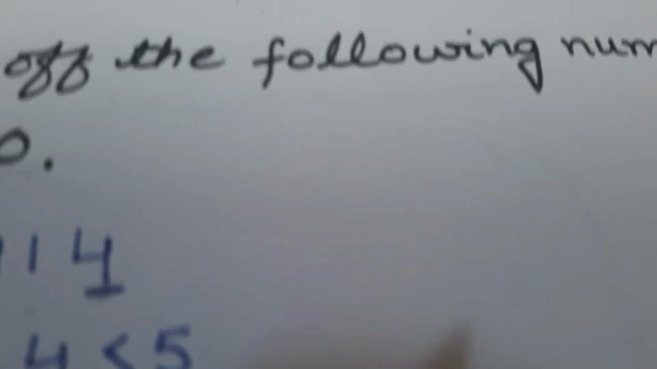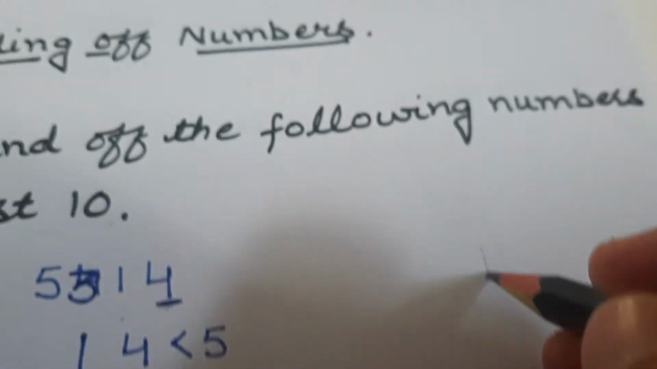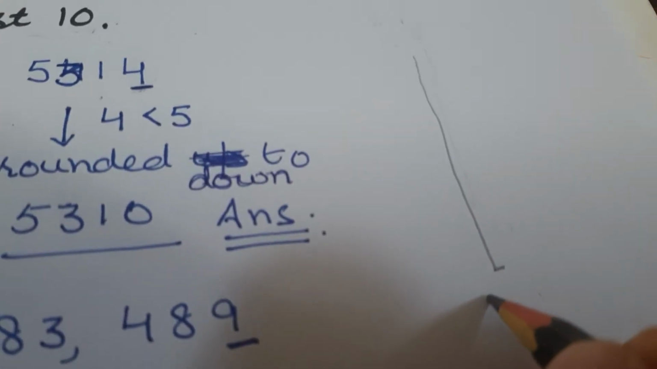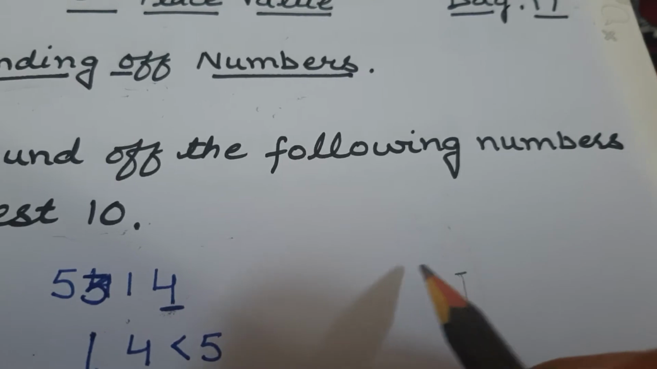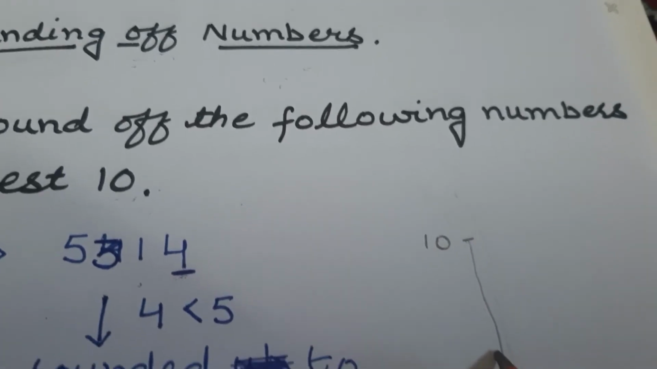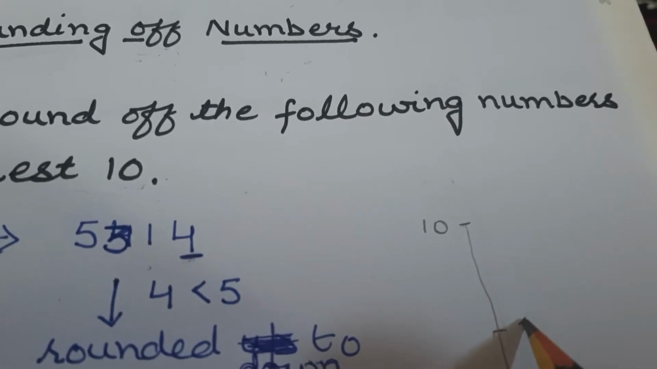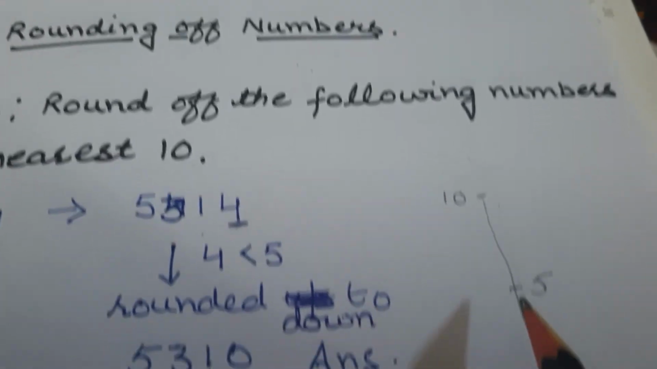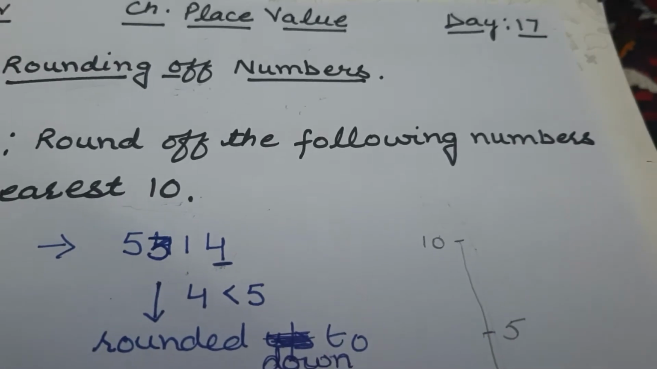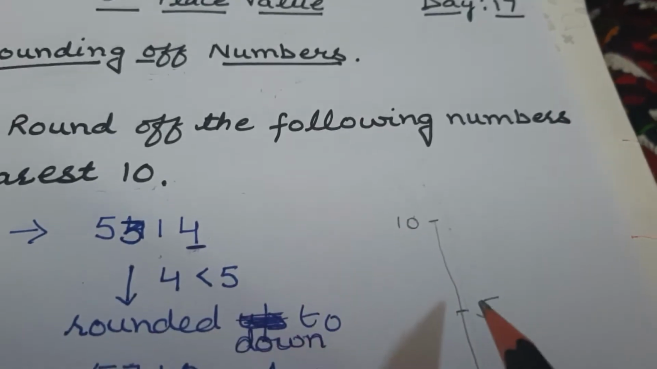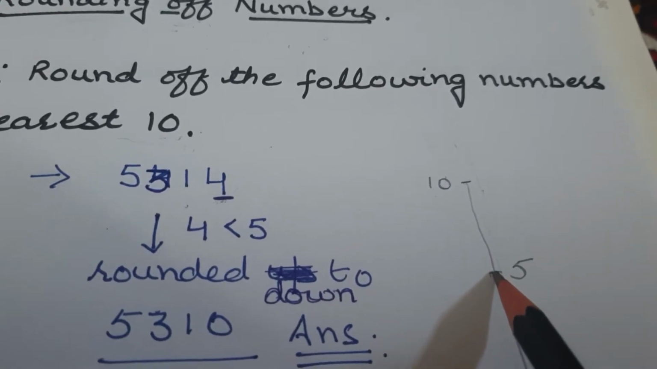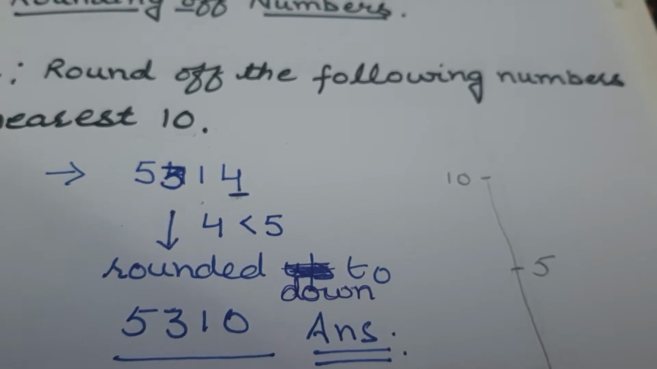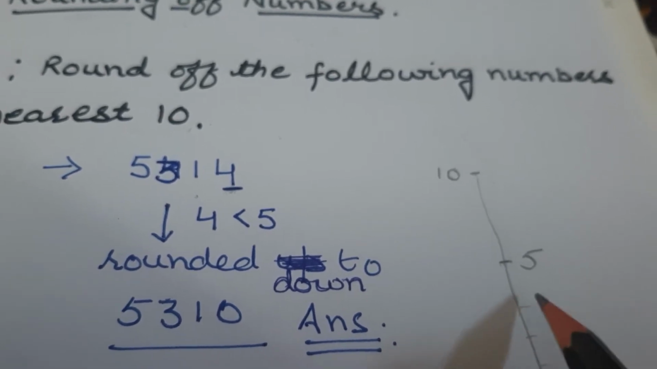Okay, so suppose this is 0 and this is 10 and this is the middle center of these two. Okay, 5 lies here in between 0 to 10. Now if any number is less than 5, means 1 2 3 4.